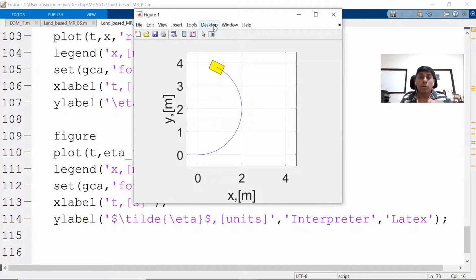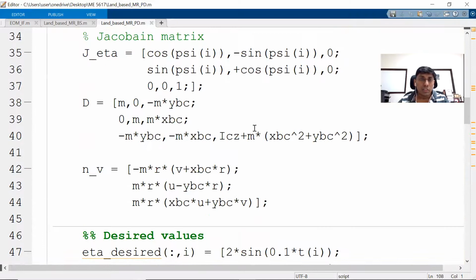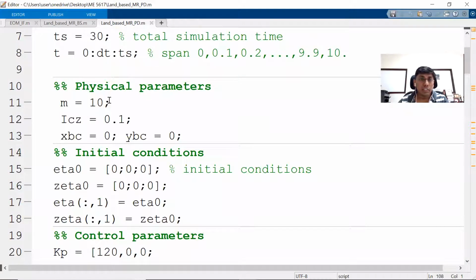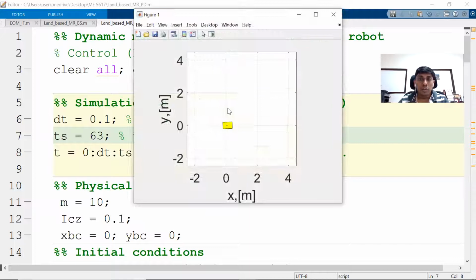So it is trying to follow a circle. I did not give the full time, so I'll probably give at least 65 seconds or 63 seconds. We will see how it goes. Now it is trying to make a circle with a 2 meter radius, and the center would be 0 comma 2. That is the way we have modeled it.